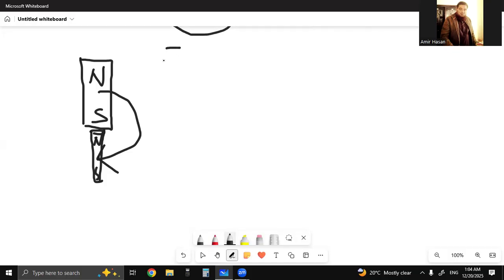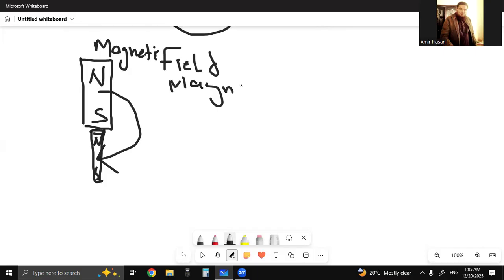Now, I told you four things here. Number one, the magnetic field. We can define the magnetic field in two ways, with the help of a magnet or with the help of electromagnetism. In both conditions, we can define what the magnetic field is. I told you this in my lecture.